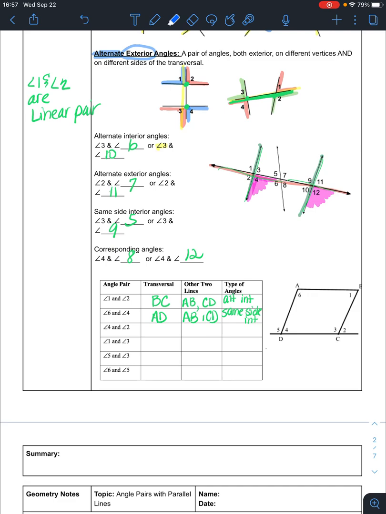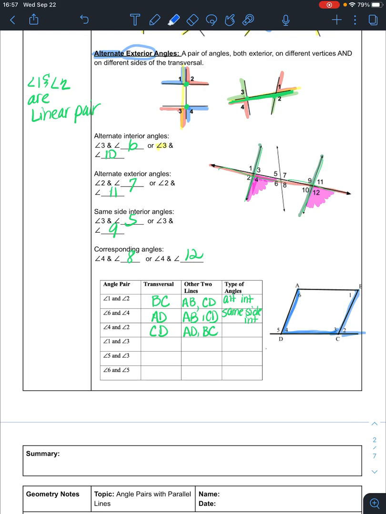Okay, so 4 and 2. So here's angle 4, and here's angle 2. Okay, so now we want to name our transversal. The transversal is the one line that touches the other two lines. So this time CD is the transversal, and then AD and BC are the two lines.